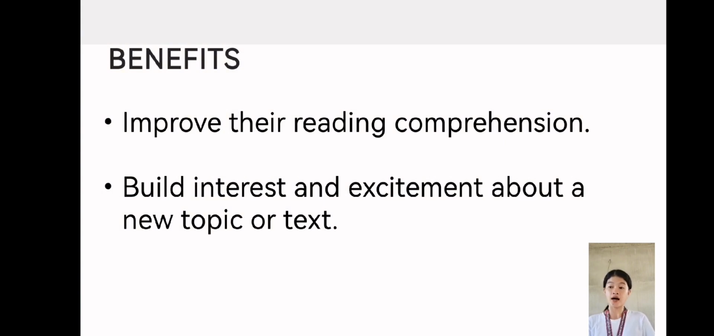So using this extended anticipation guide, it will enhance the reading comprehension of the students, and by engaging discussion, it will also build their interest and excitement to the topic. So, as a teacher, it is important to consider the capability of the students for them to be able to have an effective learning. So, that's it, and thank you for listening.